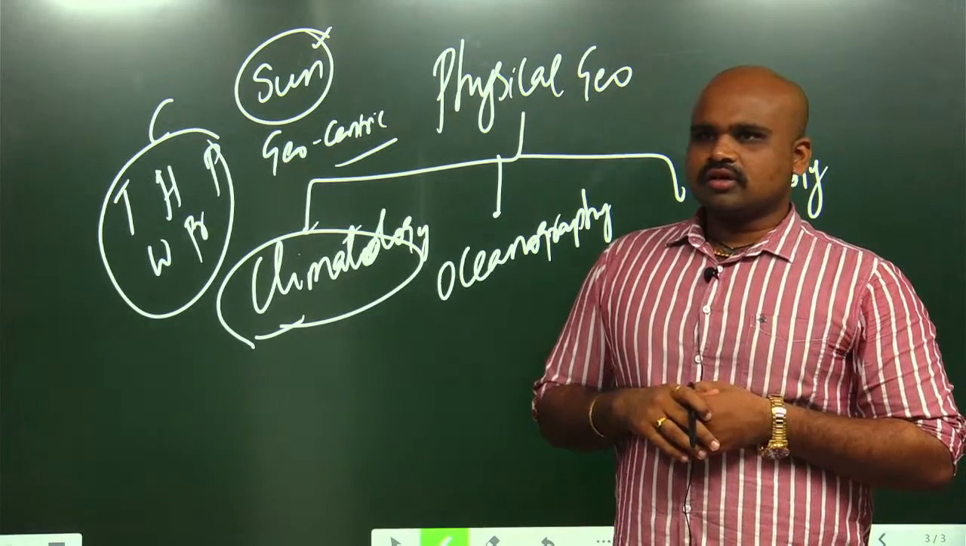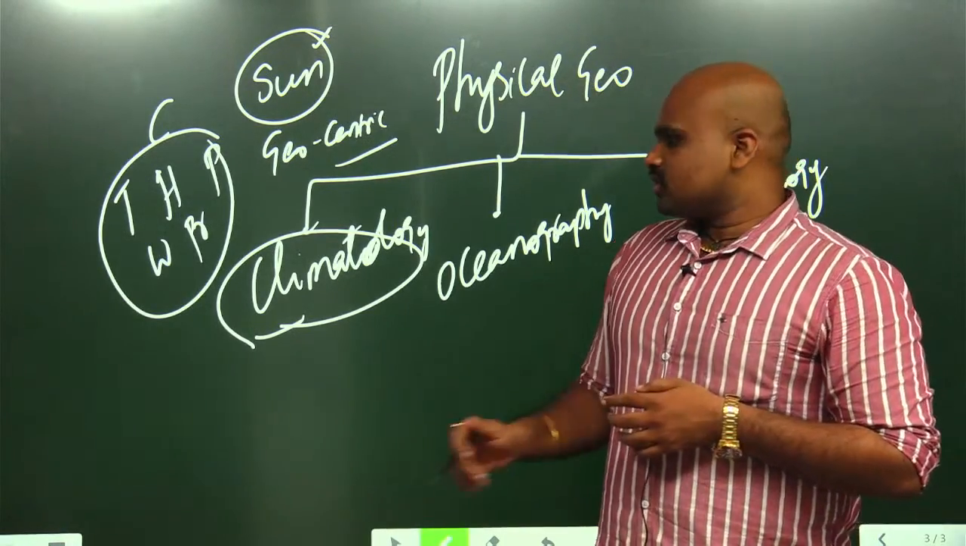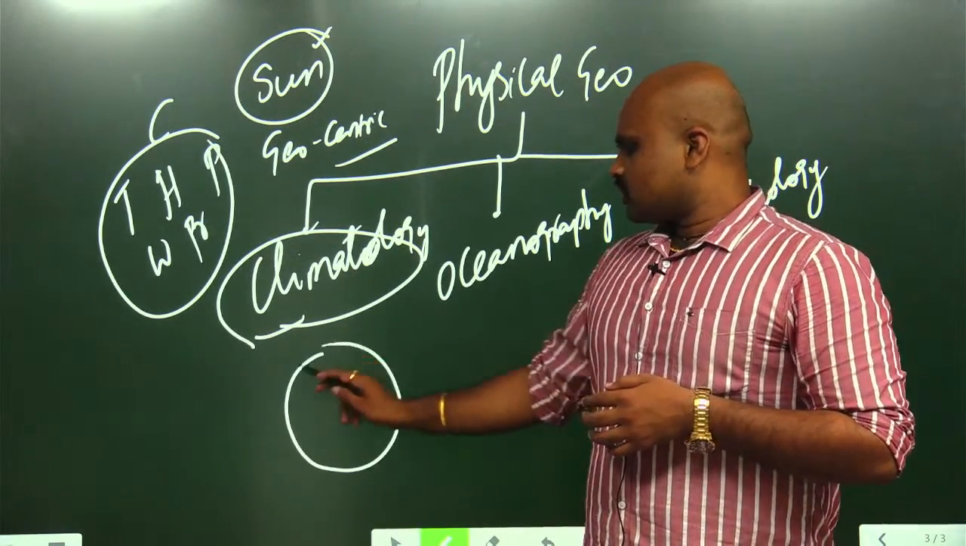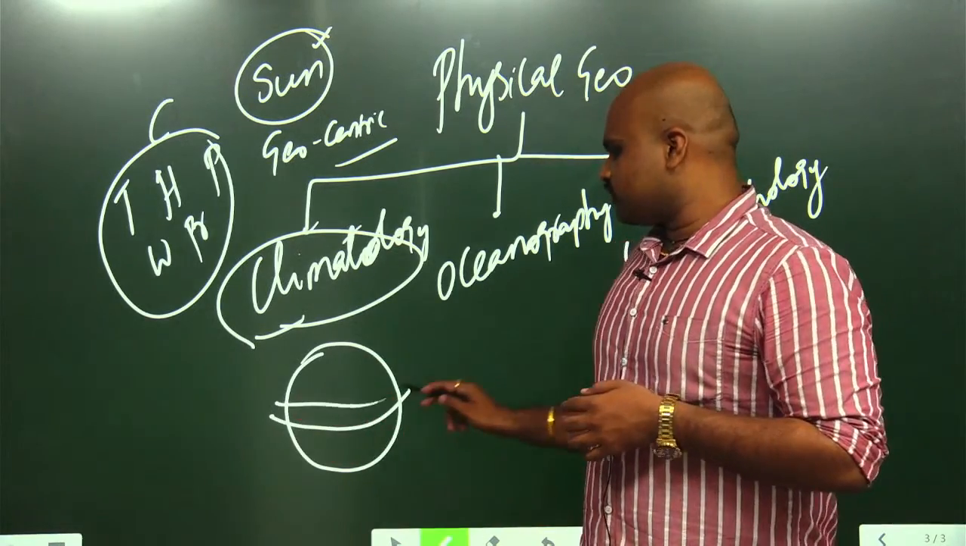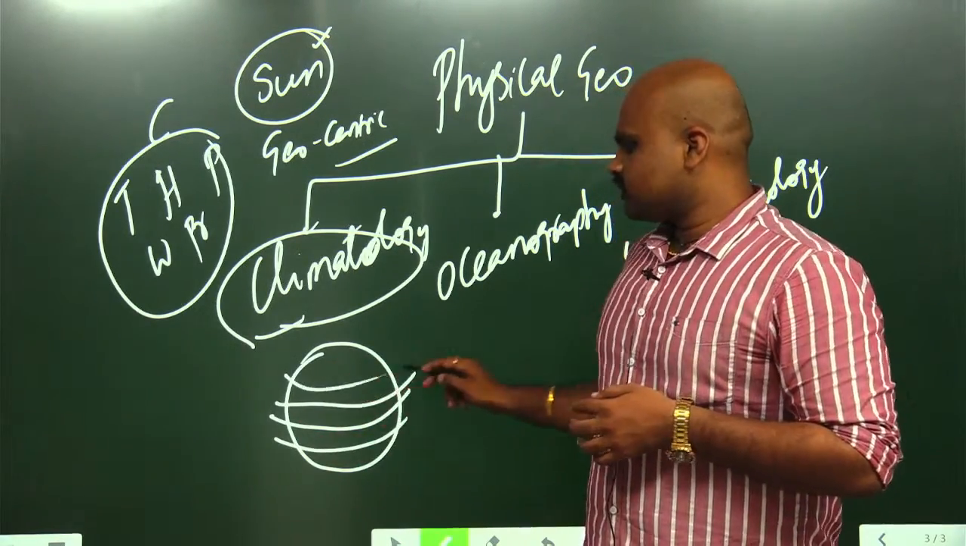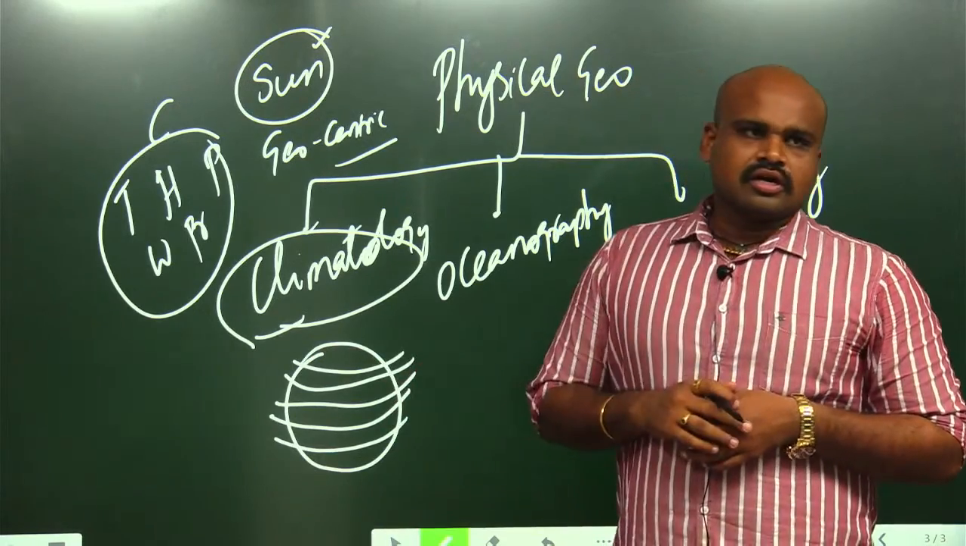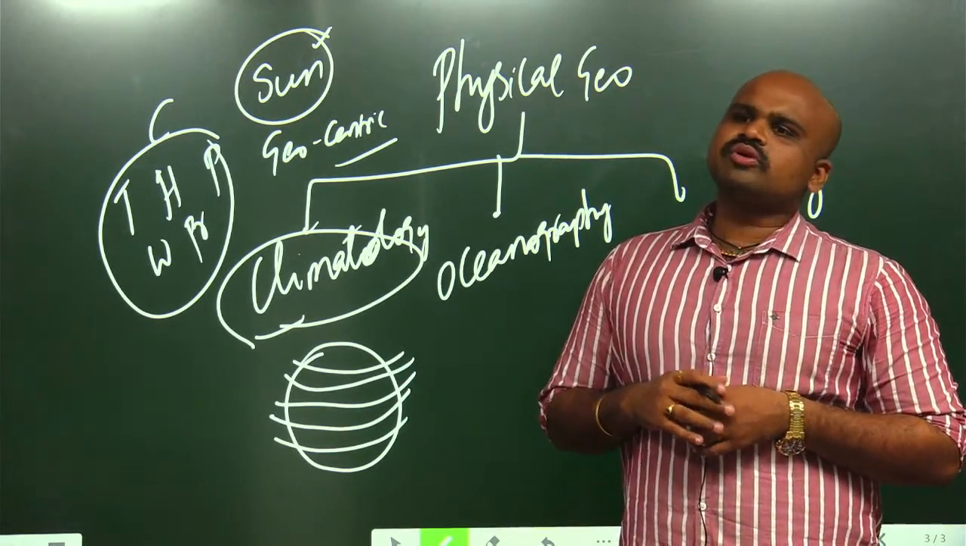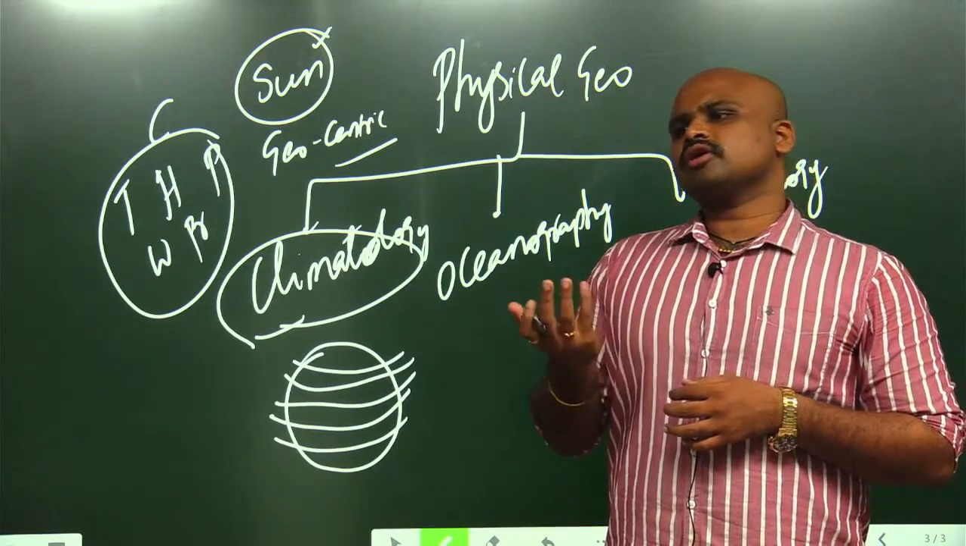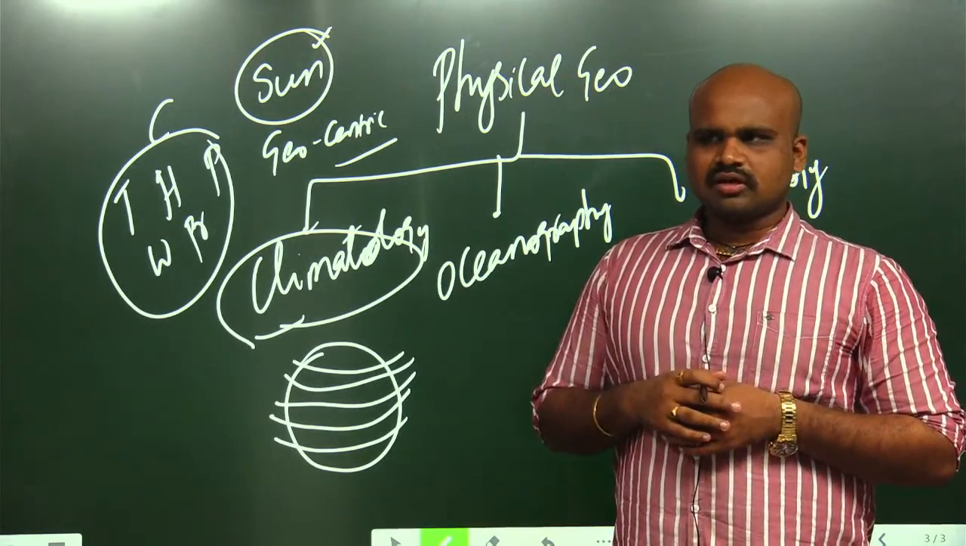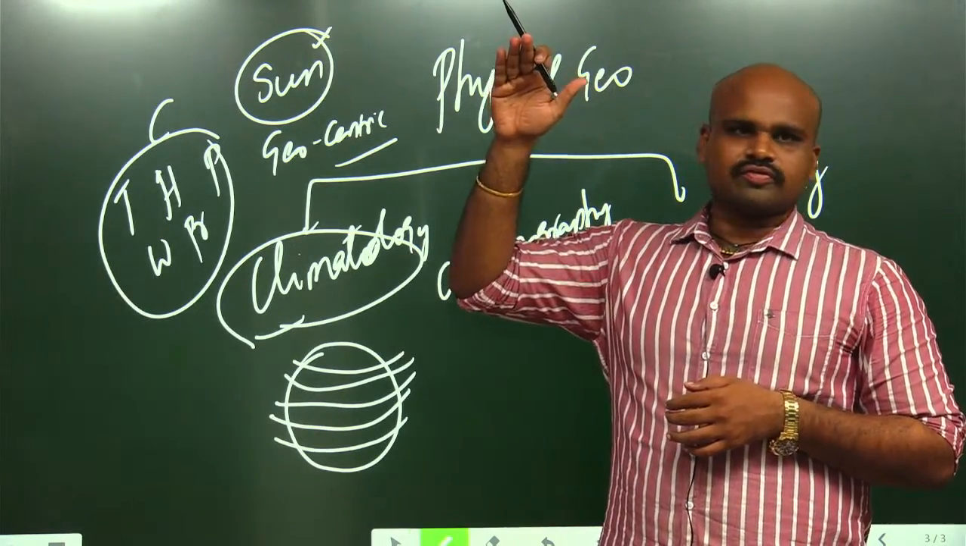Are you understanding? You would see that your earth will be divided into different parts like this. And to divide your earth into different parts, you would use an instrument called latitude and longitude. Simple understanding. Geography starts from there.